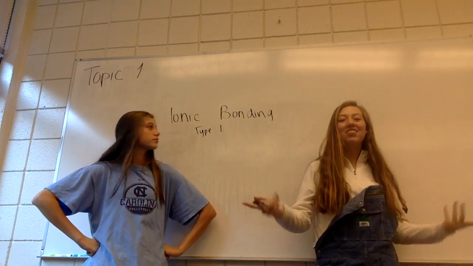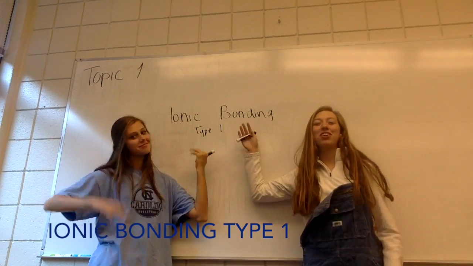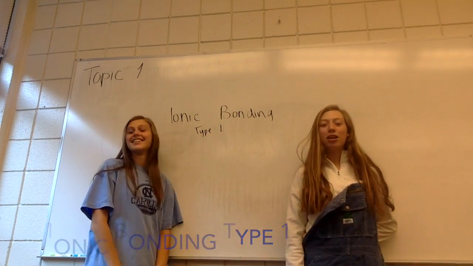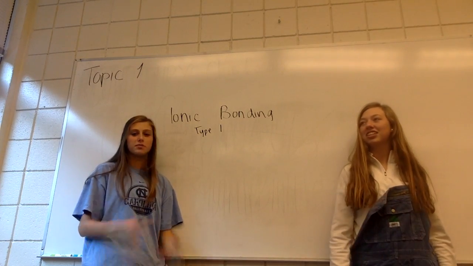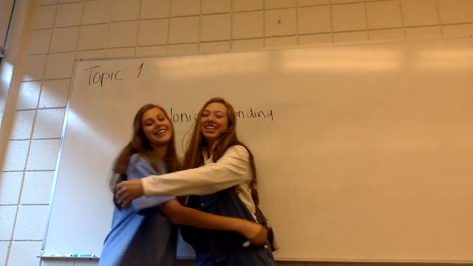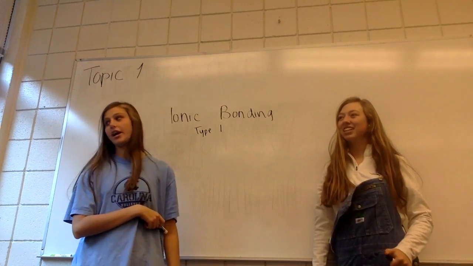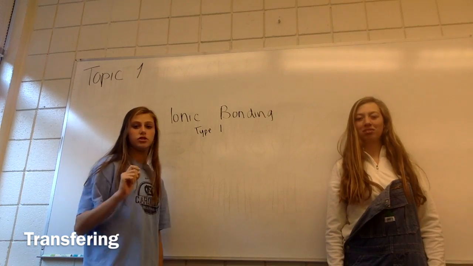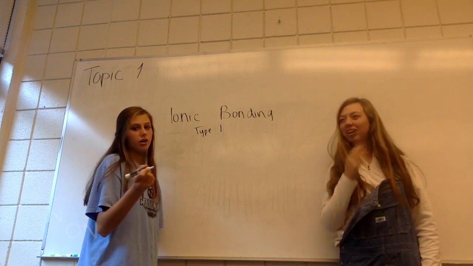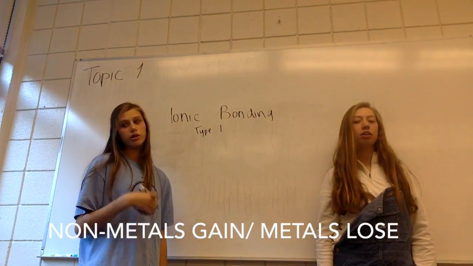So, a lot of y'all are sitting here thinking, what is ionic bonding type 1? It's when a nonmetal and a metal transfer electrons, and they bond together, like two people bonding over friendship, like us. Transferring is when you take an electron from one element and transfer it to another. Nonmetals will gain and metals will lose.